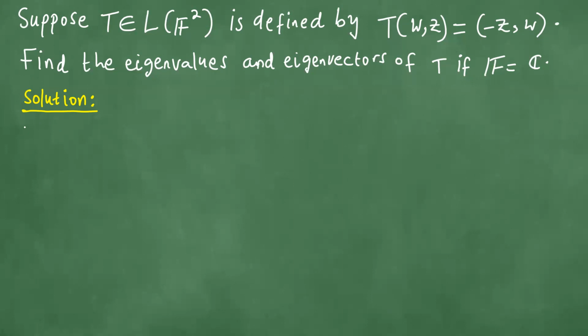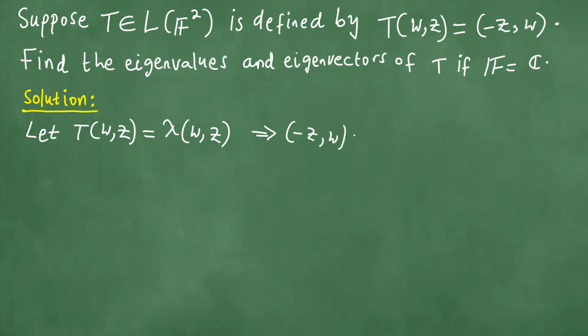Okay, to solve this problem, we begin as follows. We start by saying let T(W, Z) equal λ(W, Z). So what is the meaning of all this? We remember that T(W, Z) is (−Z, W), so here we put (−Z, W), which equals λ(W, Z).